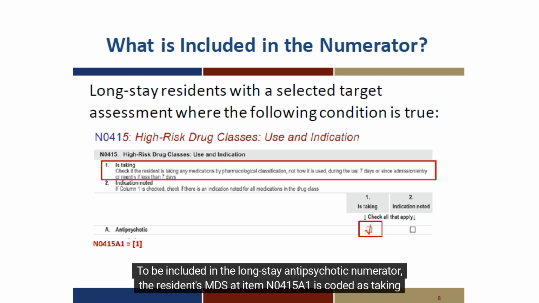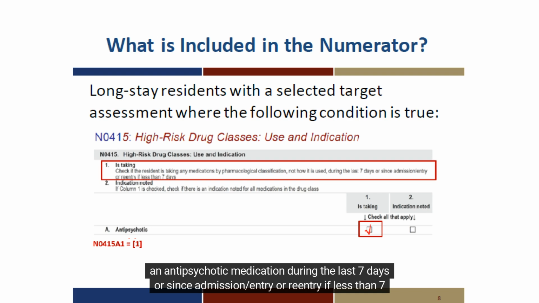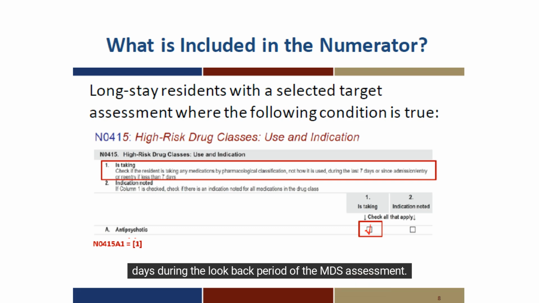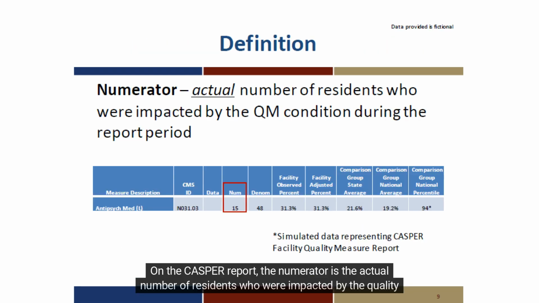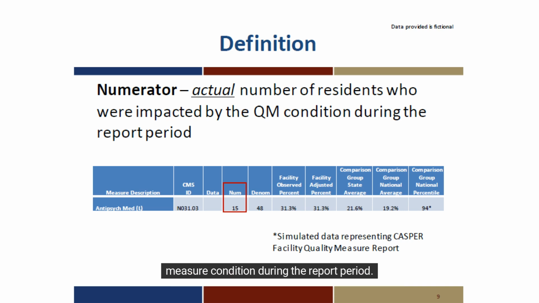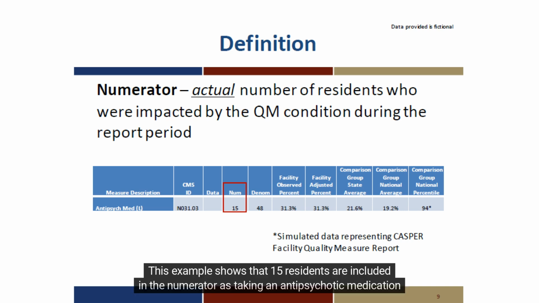To be included in the long-stay antipsychotic numerator, the resident's MDS at item N0415A1 is coded as taking an antipsychotic medication during the last 7 days or since admission, entry or re-entry, if less than 7 days during the look-back period of the MDS assessment. On the CASPER report, the numerator is the actual number of residents who were impacted by the quality measure condition during the report period. This example shows that 15 residents are included in the numerator as taking an antipsychotic medication during this target period.